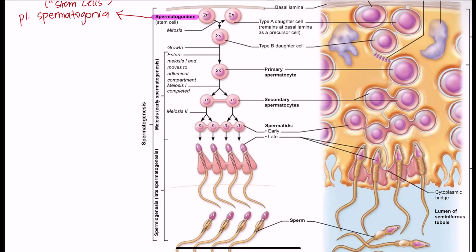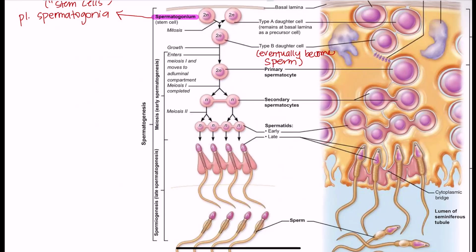So type B daughter cells eventually become sperm. So first what happens is we have a primary spermatocyte, we develop into a secondary spermatocyte, we become a spermatid, and then a sperm. So we'll talk about each of those.